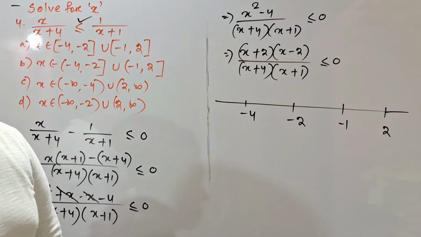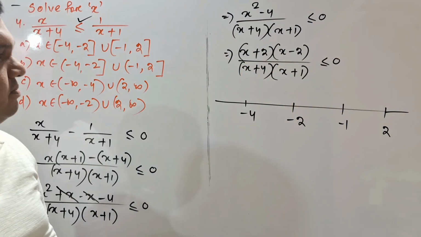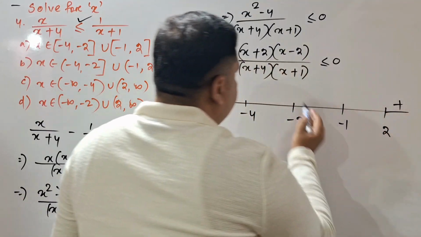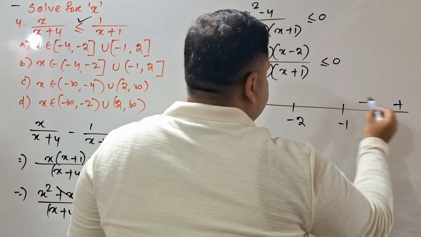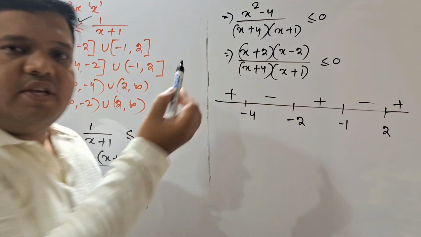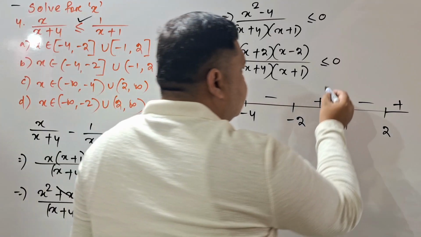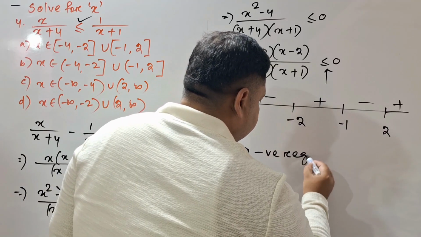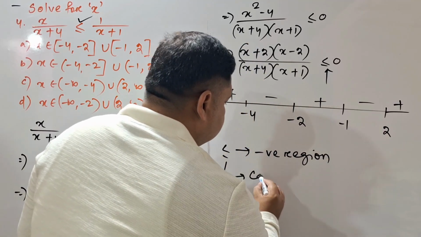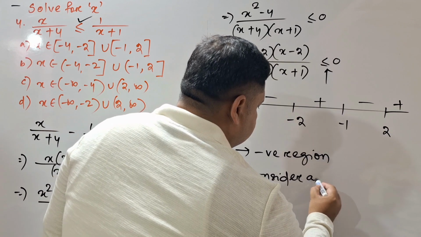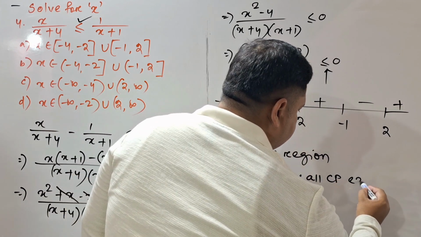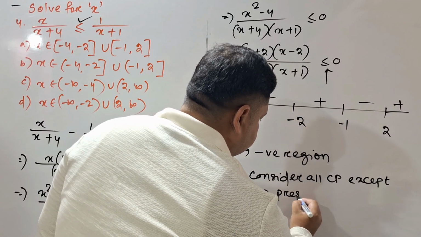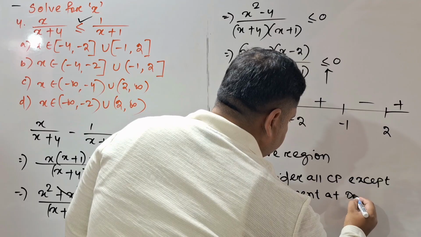Clear? Now check the standard form. Everywhere the coefficient of x is positive and the right side of the inequality is 0, so the rightmost region is positive. Now if you observe, everywhere power is odd, so sign will change: plus, minus, plus, in this way you can write. Which region you have to select? Less than equal to means negative region you have to select. And less than equal to means consider all critical points except critical points present in the denominator.